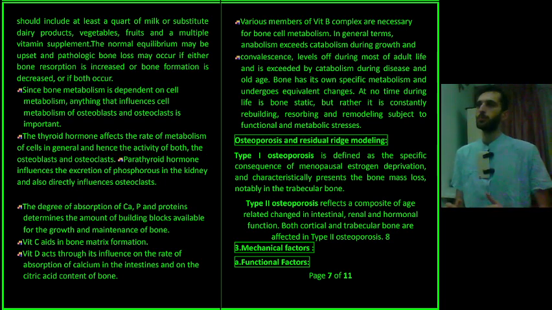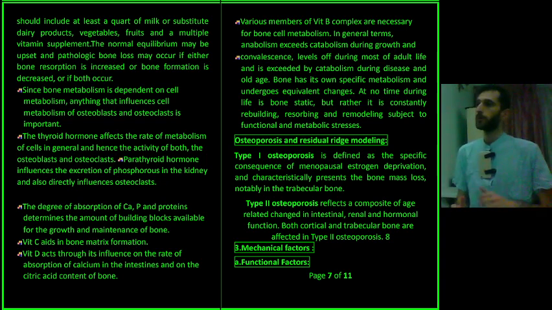The normal equilibrium may be upset and pathologic bone loss may occur if either bone resorption is increased or bone formation is decreased, or if both occur. Since bone metabolism is dependent on cell metabolism, anything that influences cell metabolism of osteoblasts and osteoclasts is important.